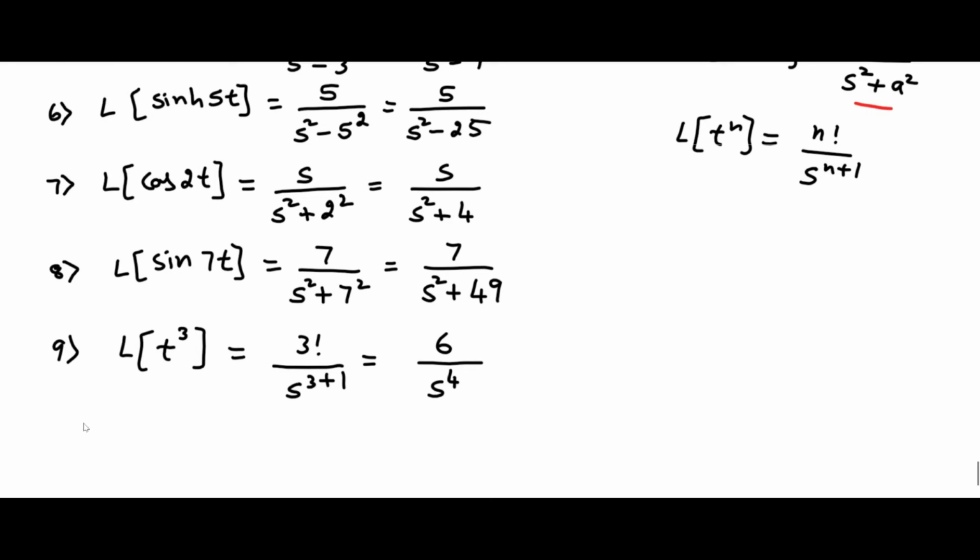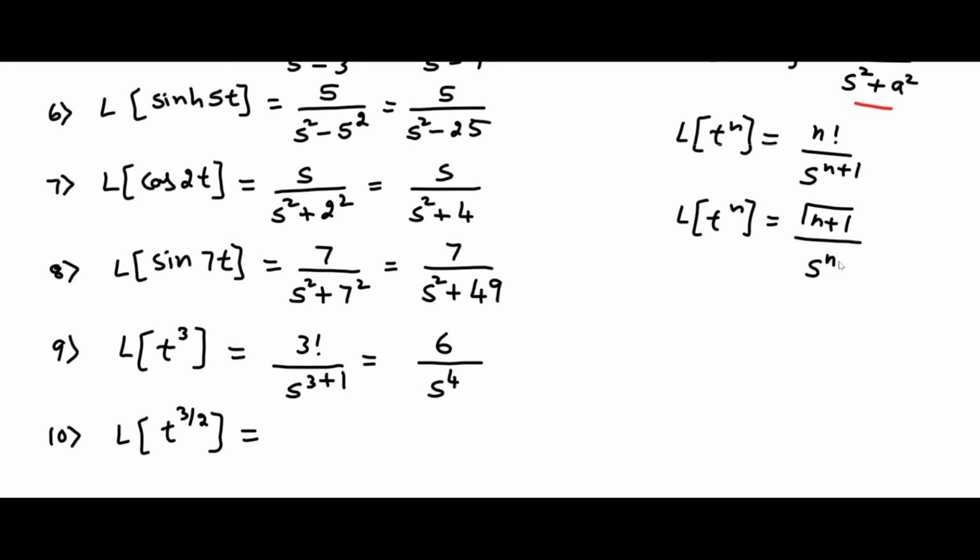In the same way, suppose I take a fraction, say t power of 3 by 2. In that case, for the Laplace transform of t power of n, whenever n is a constant and not an integer, the formula will be gamma of n plus 1 divided by s power of n plus 1.